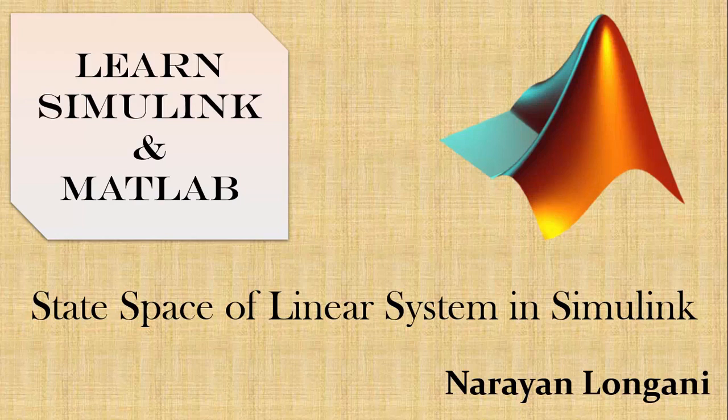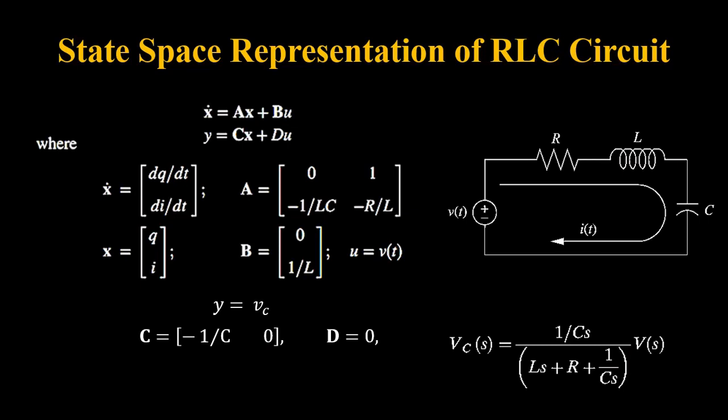Today we will study how to implement the state space model of a linear system in Simulink. The state space model for a linear system is represented by x dot equals Ax plus Bu, where output y is equal to Cx plus Du.